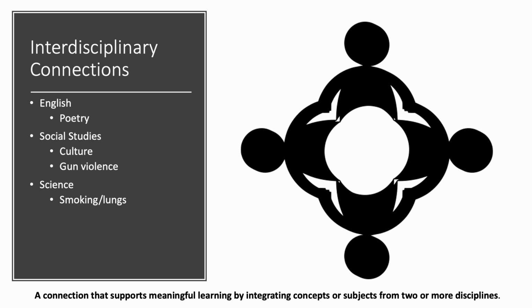Now, an interdisciplinary connection. What that means is, how could the text be integrated into other subject matters? So for example, Long Way Down, we could just read it as we did, but an English teacher could also integrate poetry. It could be integrated with social studies, topics such as culture or gun violence. You could even do science with smoking and like the lungs, because some of the characters in the elevator were smoking.